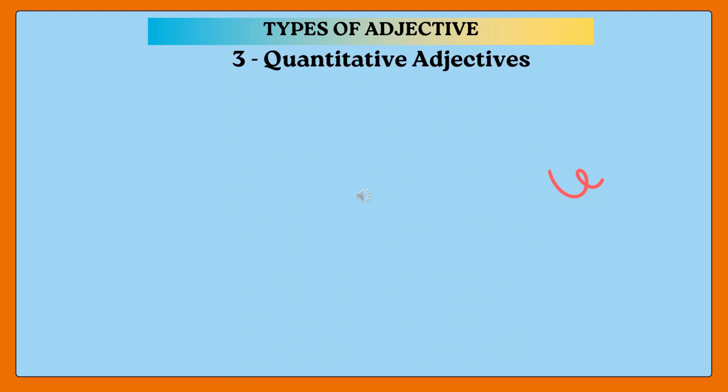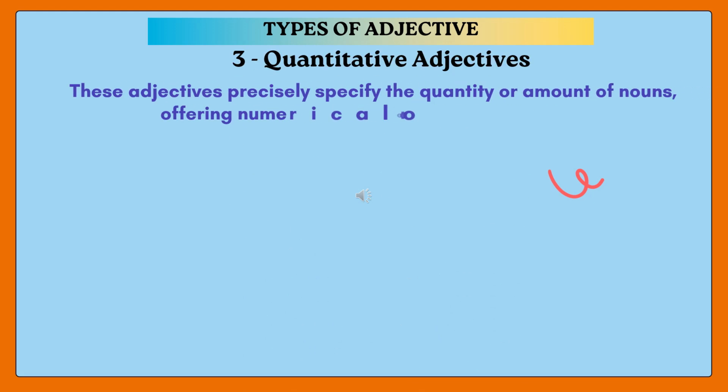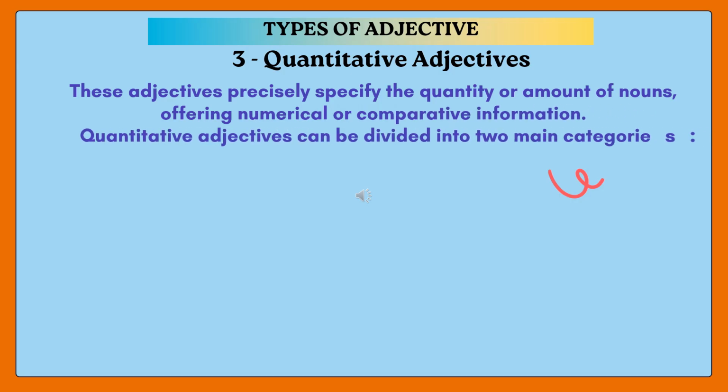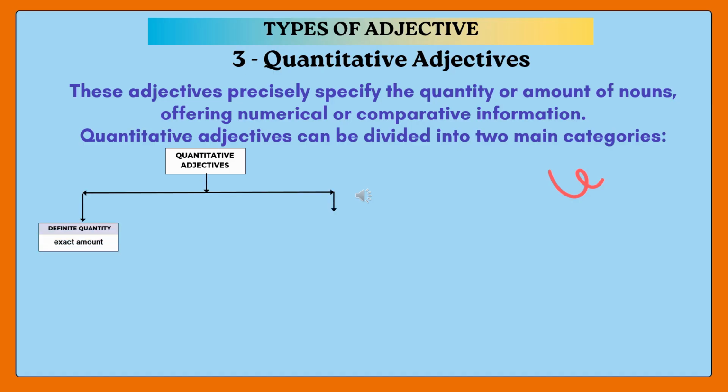Now let's look at quantitative adjectives. These adjectives tell us about the quantity or amount of a noun. They are divided into two clear categories. First, we have definite quantity, which gives an exact number or amount. For example, I have 2 brothers. Give me double the amount.